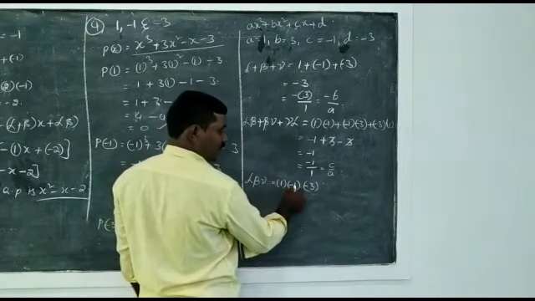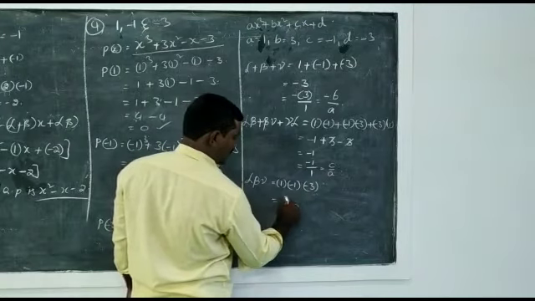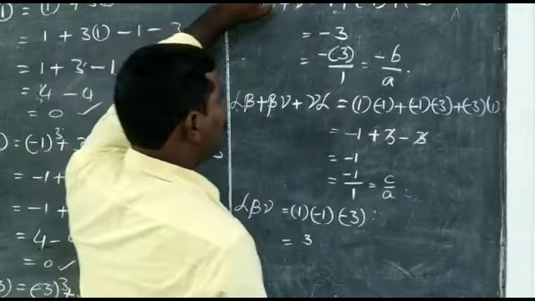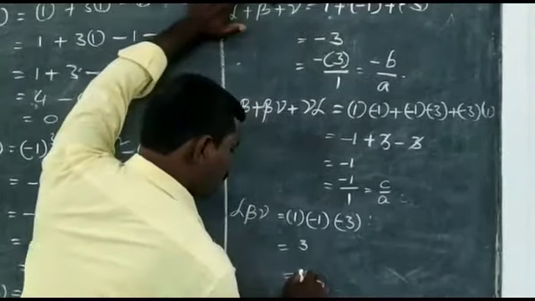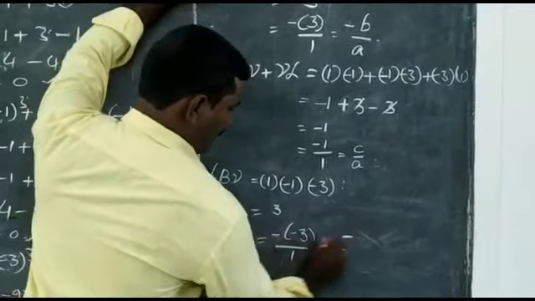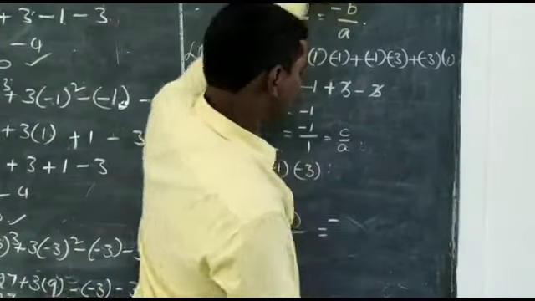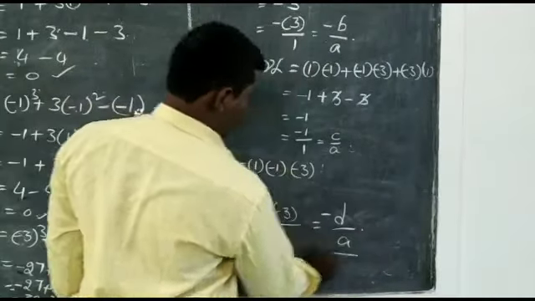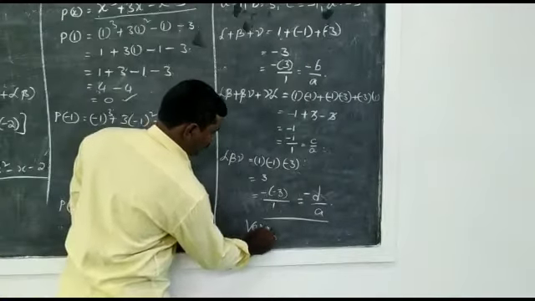Now product alpha beta gamma equal to, alpha is 1, beta is minus 1, gamma is minus 3. 1 into minus 1 into minus 3 is plus 3. Now I will write this one as minus d by a, minus of minus 3 by 1. See here, minus of minus 3 value is 3, d by 1 is a, minus d by a. Verified.